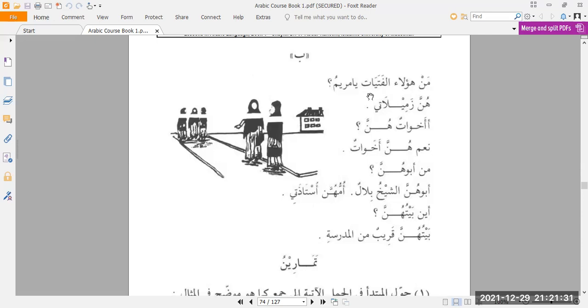So man ha'ula'il fatayatu. Remember we did the word fata, masculine, fityatun, masculine plural. Then we did fatatu, which is one young girl, and then fatayatu, that's the plural form. The feminine forms are a bit easier than the masculine forms, but you'll see as we go.